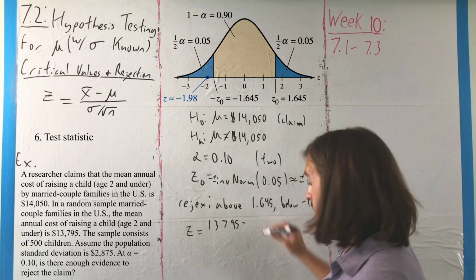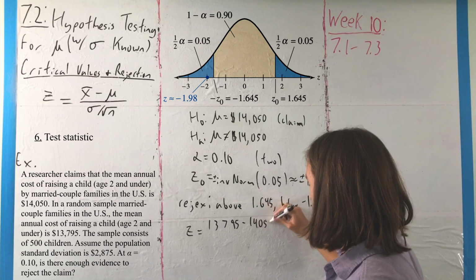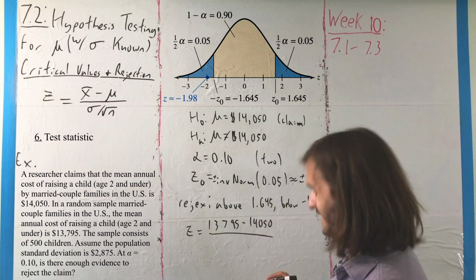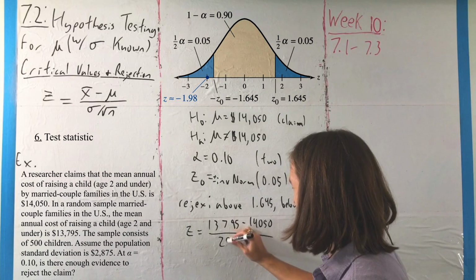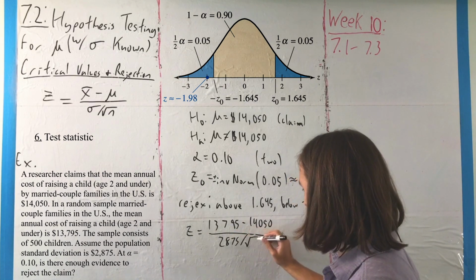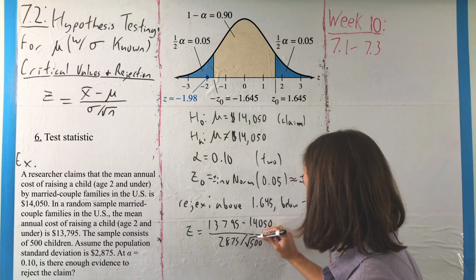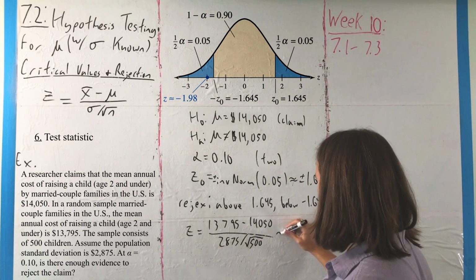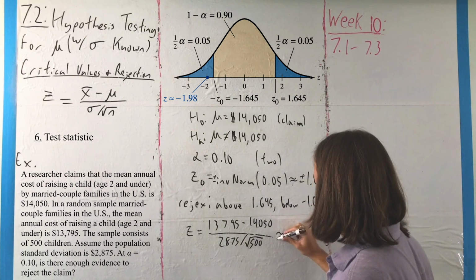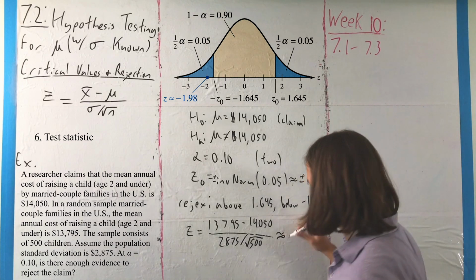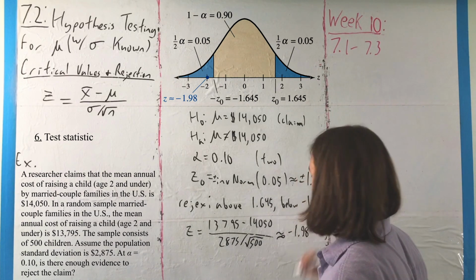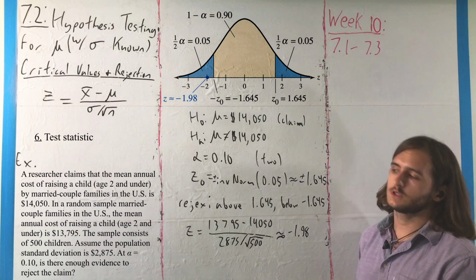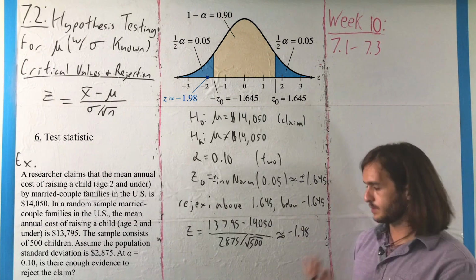13,795 minus 14,050 divided by 2,875 over the square root of 500. It's a very, very nasty number that we're not going to worry about. The calculator is going to do this for us and give us a value that will be approximately negative 1.98.